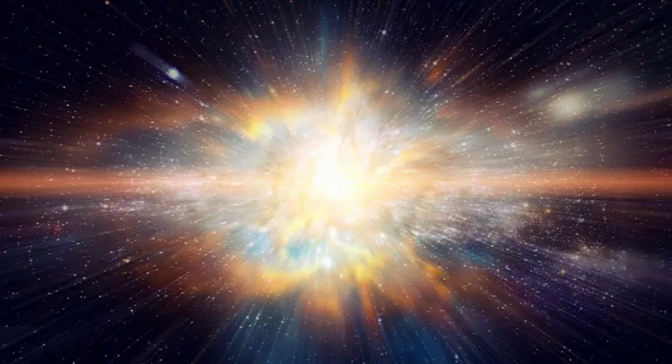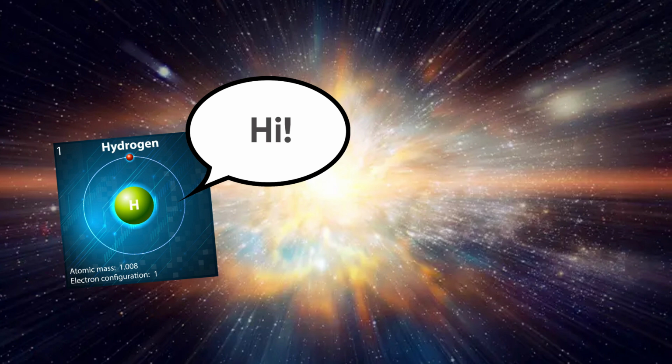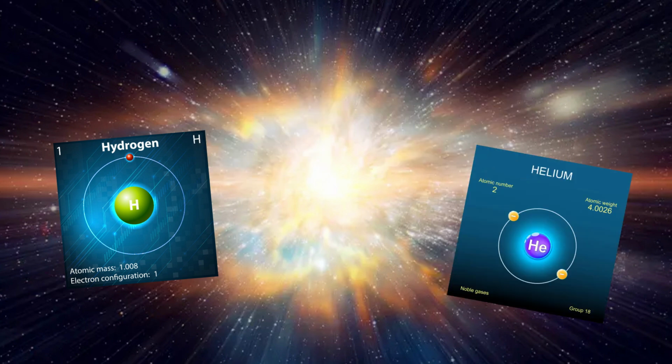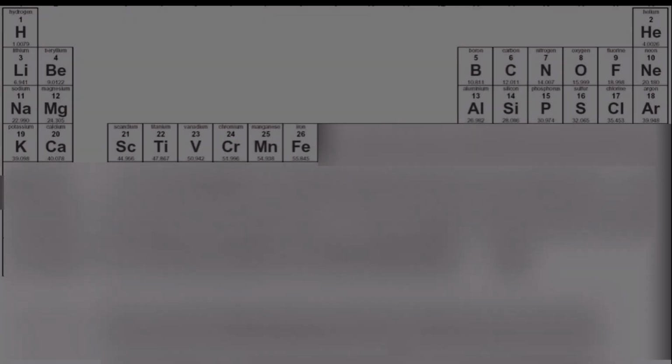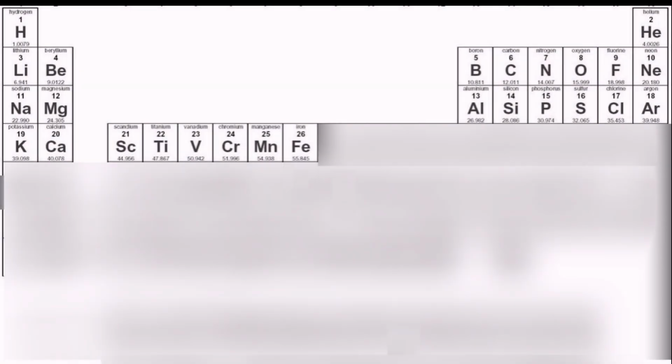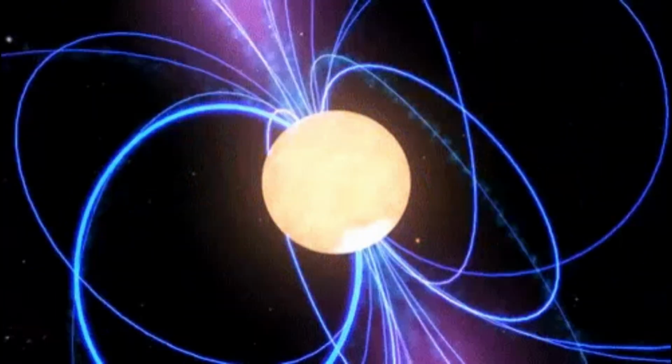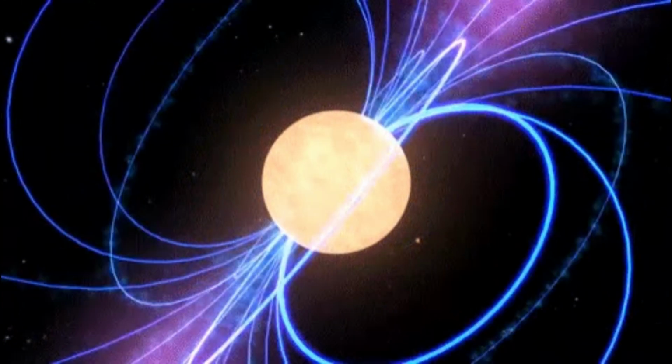This explosive event produced the first two elements, hydrogen and helium. Inside stars, these elements fused repeatedly to create new elements, all the way up until iron. Since all of the elements that came after iron are very heavy, they required something more than just fusion to be able to form. That's where these massive, dense stars, known as neutron stars, come in.